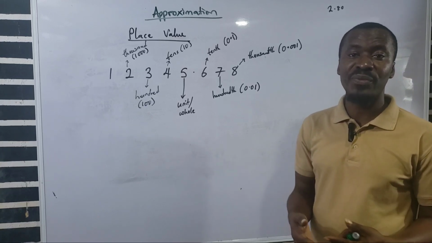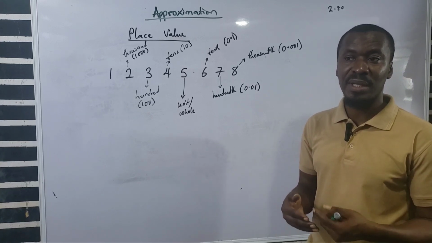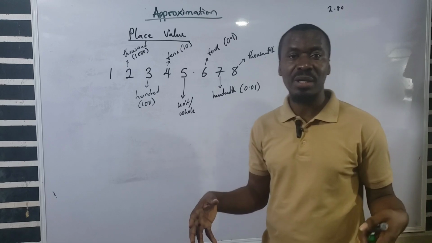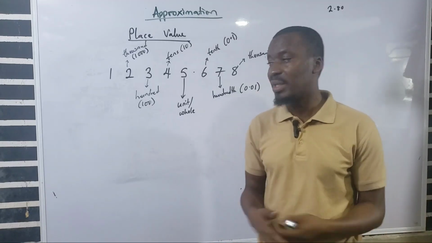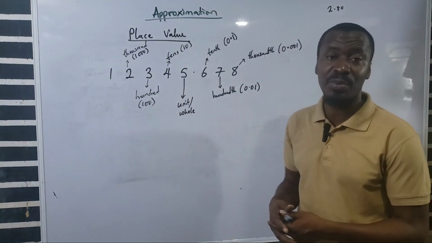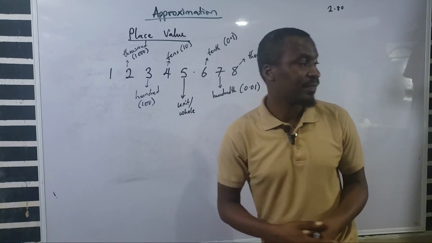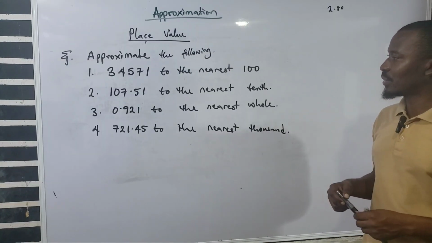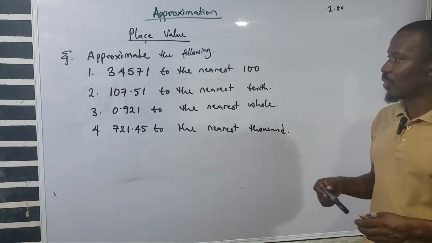Okay, then we now move to boundaries. When they give you a particular boundary, lower boundary limit and upper boundary limit. So let's look at some few examples on place value. So we are asked to do this number of questions.